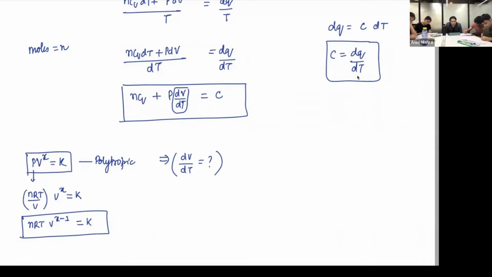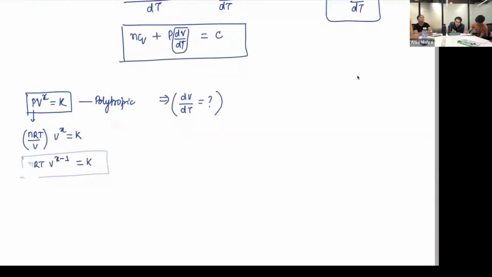Take this, and so is it dV by x dt? I'm asking, dV by dt is how much? After this I'll differentiate and make it 0. So how do I differentiate this? Sir, nR is constant. T is not constant. nR is constant, K is constant.